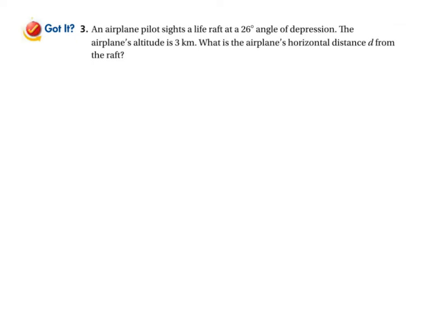An airplane pilot sights a life raft at a 26-degree angle of depression. The airplane's altitude is 3 kilometers. What is the airplane's horizontal distance, d, from the raft? Sketch it out. It's really going to be helpful if you make that drawing. And yeah, pause this video now, attempt that, and then unpause it, and I'll show you the solution.